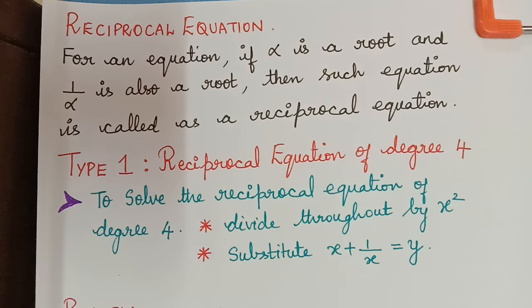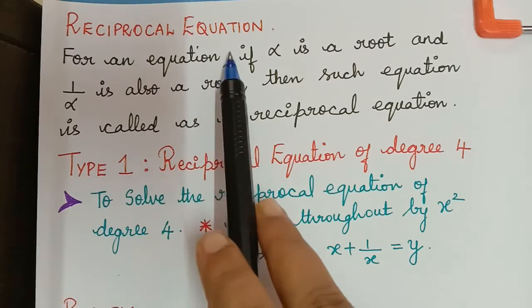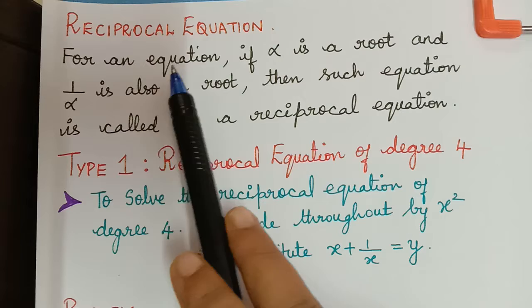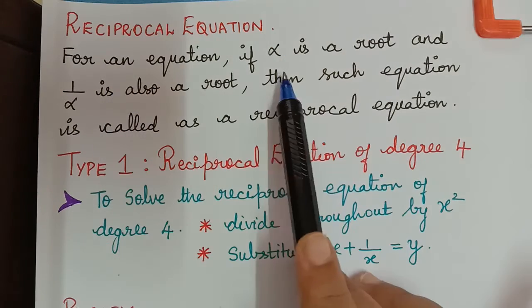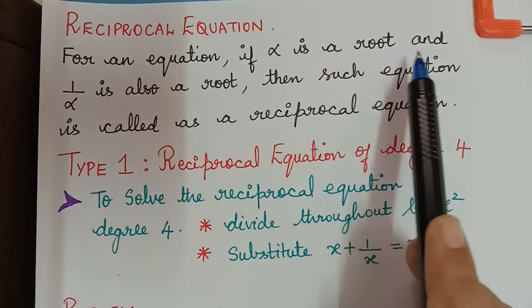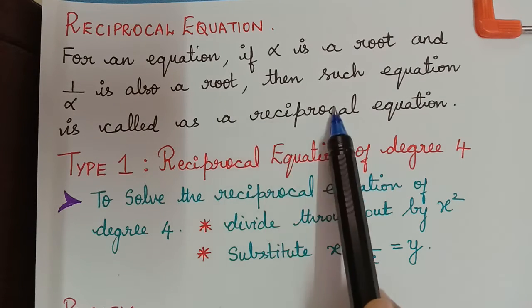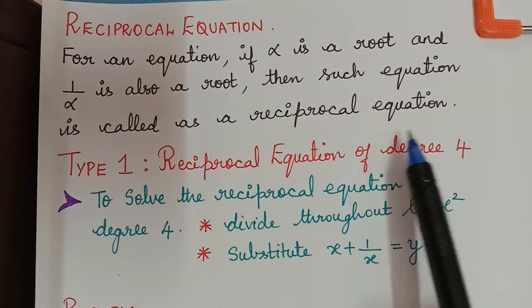Dear students, we are going to learn about reciprocal equation. This topic comes under the lesson Theory of Equations. For an equation, if alpha is a root and 1 by alpha is also a root, then such equation is called as a reciprocal equation.